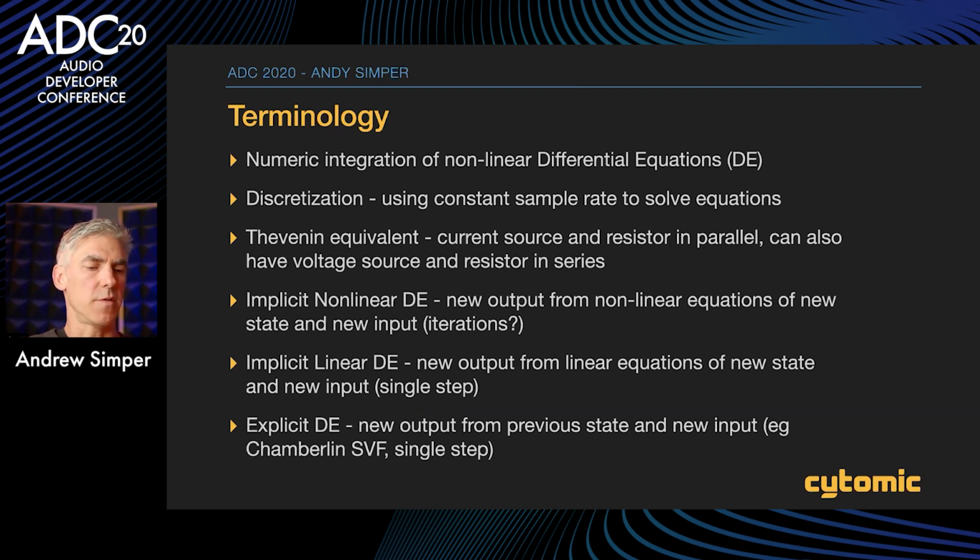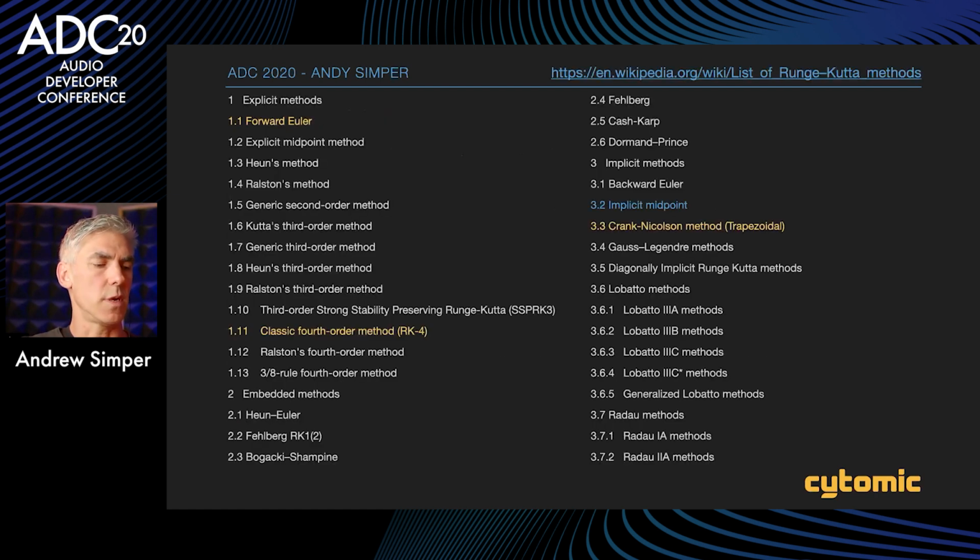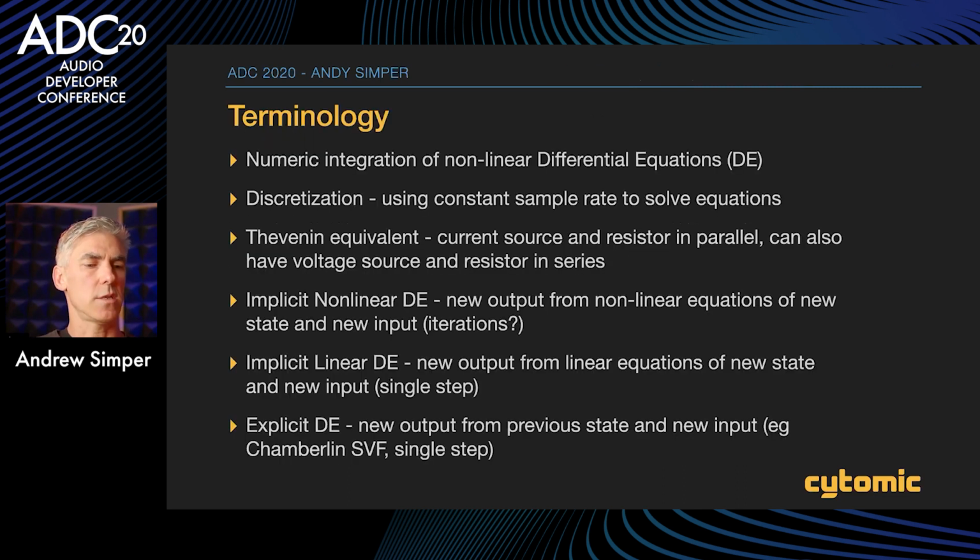And explicit differential equations, which is like a Chamberlin SVF, is a single step as well, but we don't get quite the same answer, and we do get trouble with stability and things. We can get trouble with stability, of course, with doing full iterative solvers as well. So let's have a look at the ways of solving implicit nonlinear differential equations.